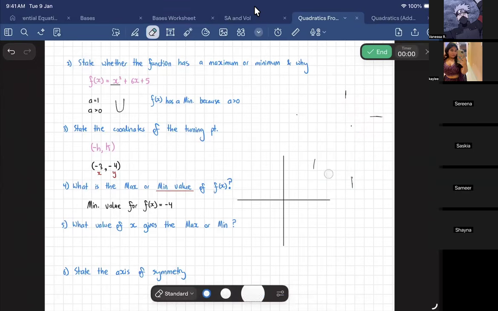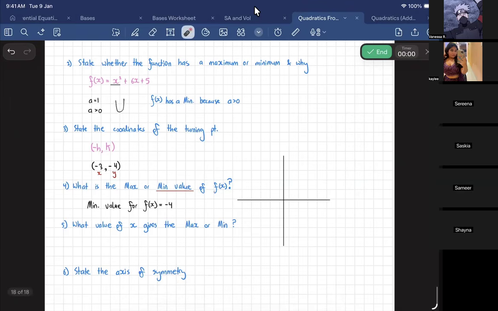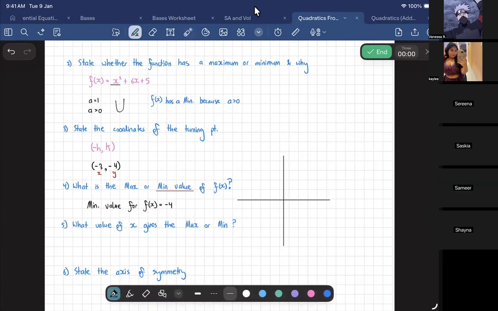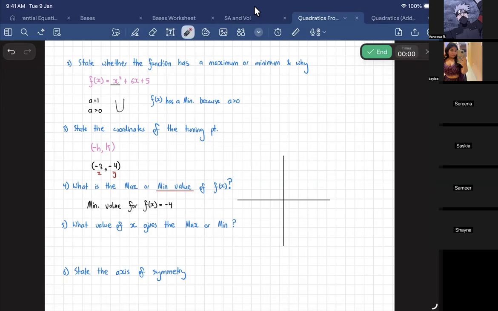So that's not decisive. The real thing I want to hear is that A is more than 0. A is 1. Anytime A is more than 0, it is a minimum. That's what you need to state. Okay, I see. You sure you understand that? Yes, sir. Let me run through it one more time, just to make sure you have it.